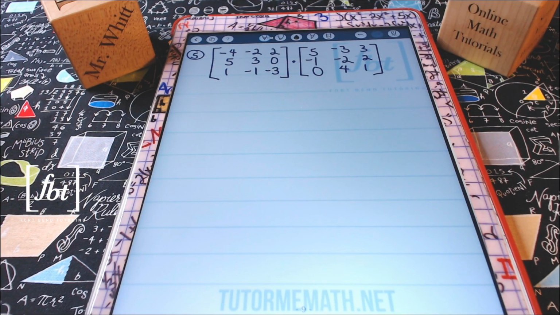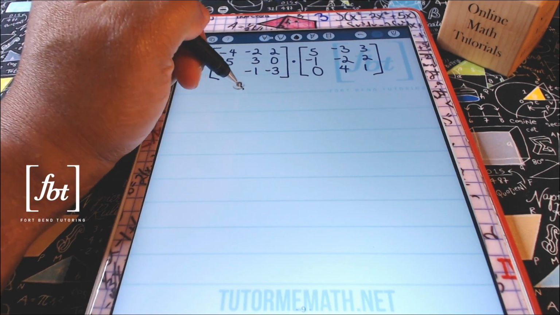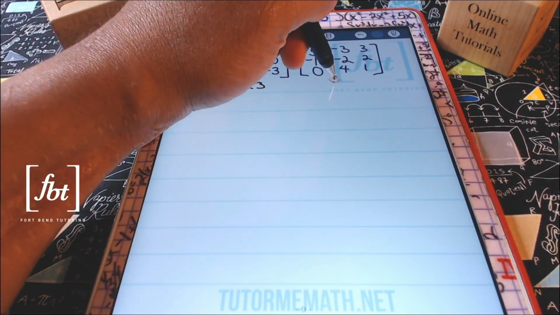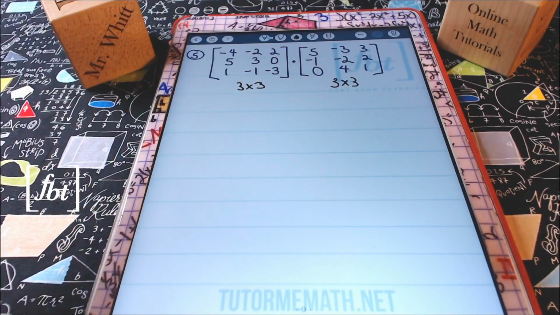And with this problem, I'm looking at a 3x3 matrix. That's right. 3 rows, 3 columns. A square matrix. That's what that is. We have another 3x3 matrix.